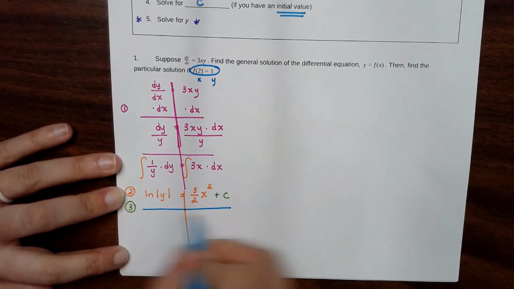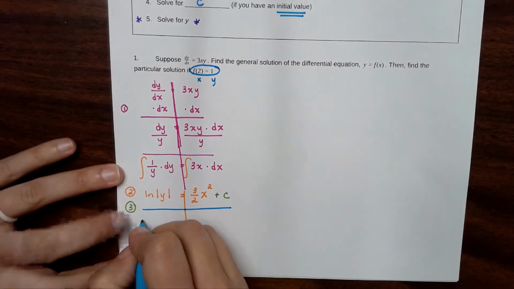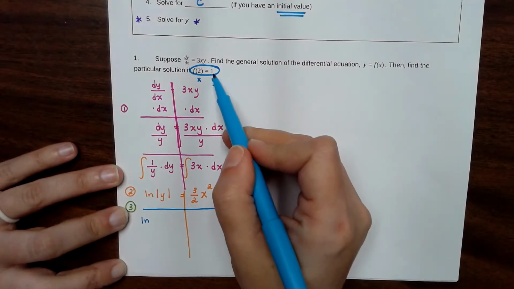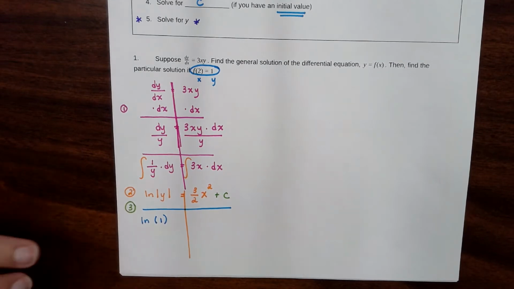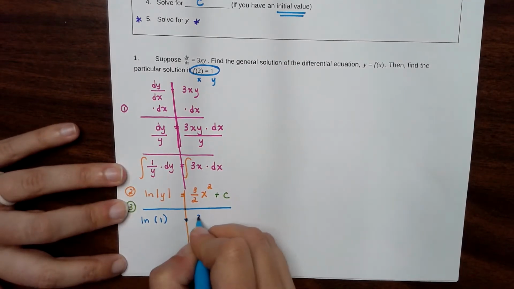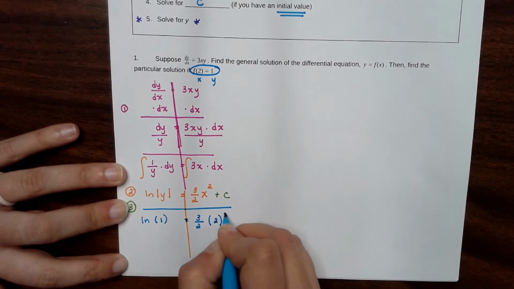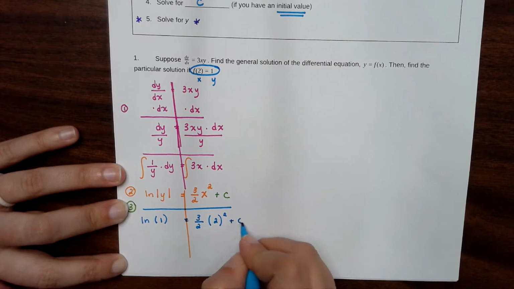So to do that, and I like to draw a line here to show like I'm taking a little bit of a detour, I'm going to plug in the y. So the natural log of the absolute value of 1 is just 1. So I'm not going to keep the absolute value anymore. I'm just going to change it to a 1. Equals 3 over 2 times 2, which is the x-coordinate of the initial value, squared, plus c.